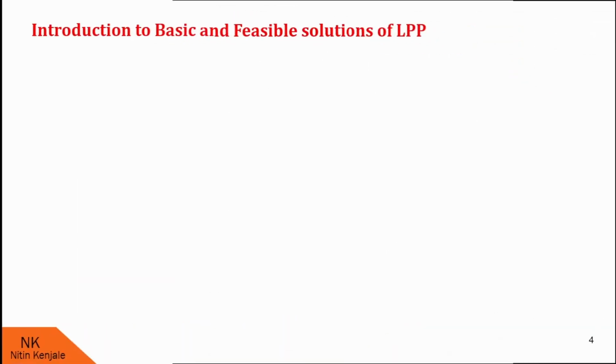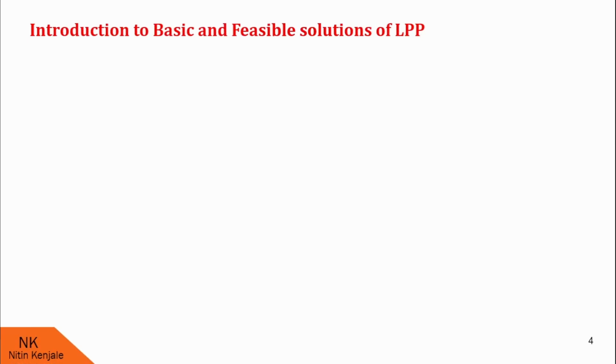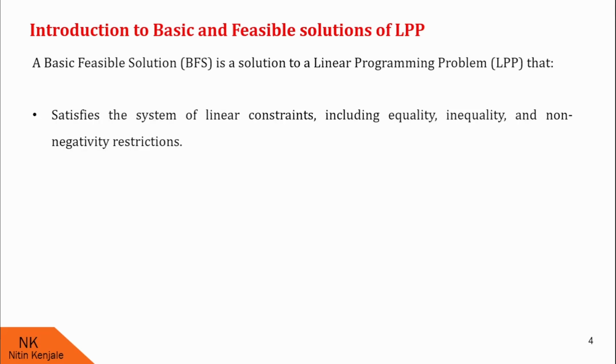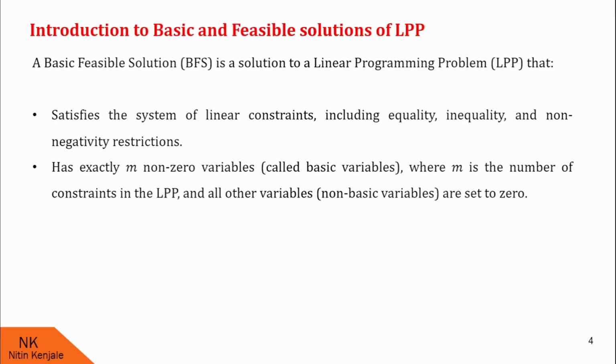Now let us see introduction to basic and feasible solutions of LPP. A basic feasible solution is a solution to a linear programming problem that satisfies the system of linear constraints, including equality, inequality, and non-negativity restrictions. It has exactly m non-zero variables. We call them as basic variables, where m is the number of constraints in the LPP. And all the other variables, which we call as non-basic variables, are set to 0.